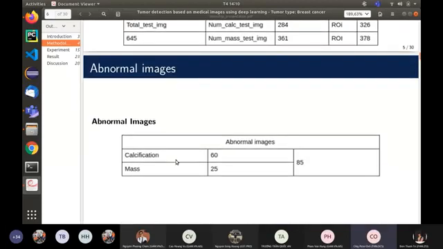Now, during this work, I also had abnormal images. When I compare the shape of the full mammogram and ROI, the ROI should be the same shape as the full image, because if the shapes are not the same, I won't find the right location of that tumor. So for that reason, I compared all the images, and I found 85 abnormal images, 60 calcification type of tumors and 25 mass. So I compared them and resolved that problem in order to find the right location of the tumor.